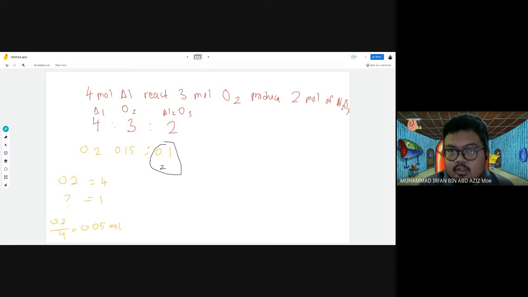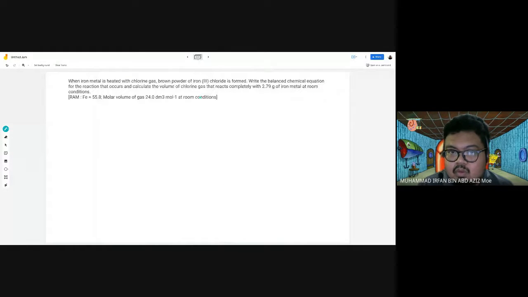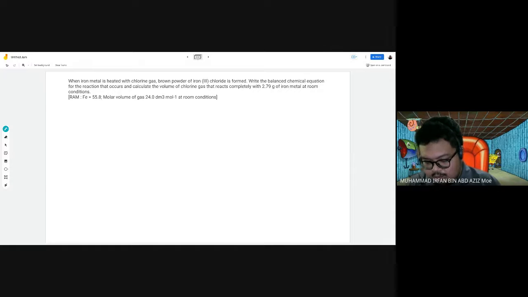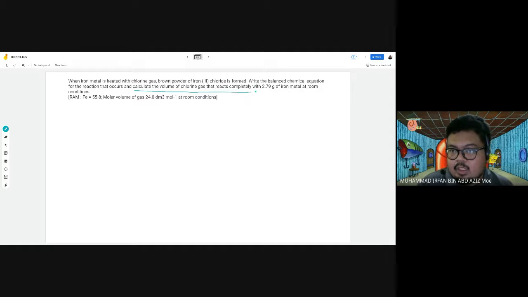Okay, let's do another question. When iron metal is heated with chlorine gas, brown powder of iron trichloride is formed. This question does not give the chemical equation. So the first thing you need to do is write the balanced chemical equation for the reaction. And then calculate the volume of chlorine gas that reacts completely with 2.79 gram of iron metal at room condition.